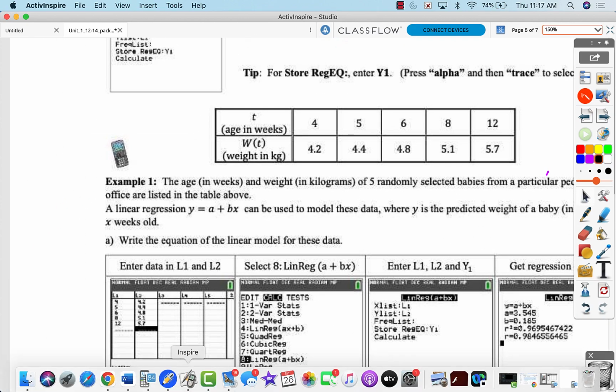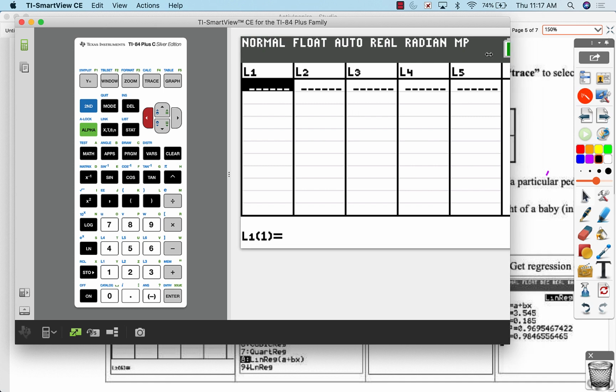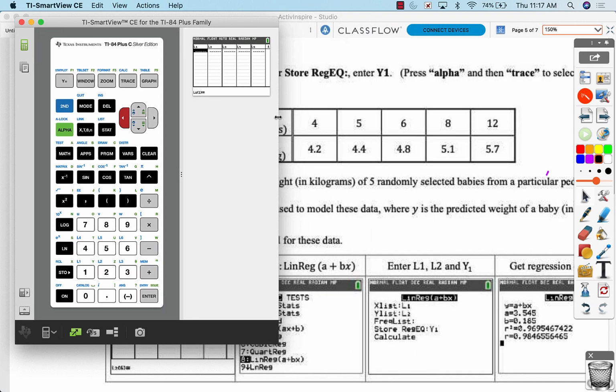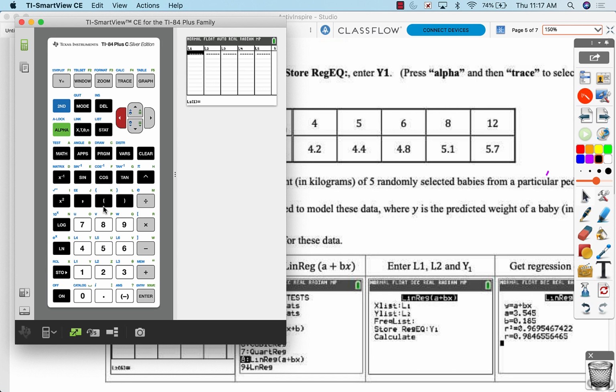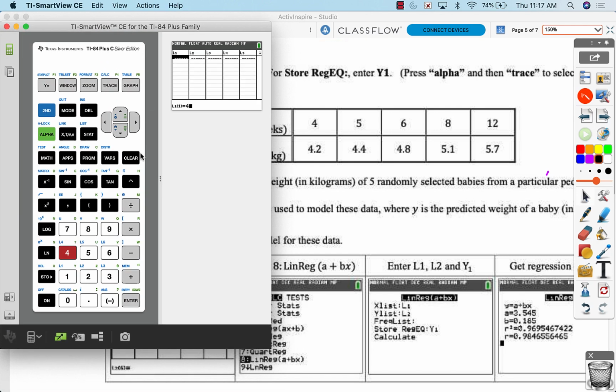So pull up my calculator. For my X list, I'm going to put in the ages in weeks. You just put the data in and hit enter: 4, 5, 6 weeks, 8 weeks, 12 weeks. Next to that, this represents the weight of that baby in kilograms. Don't mix the weights, and it's important that the 4.4 goes with the 5.